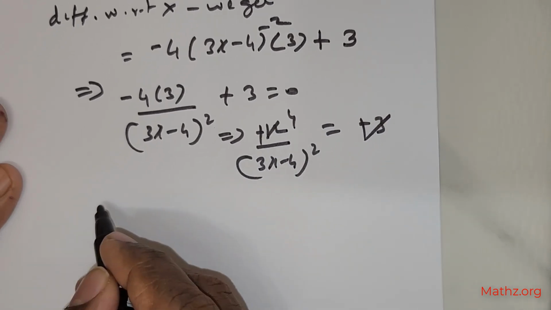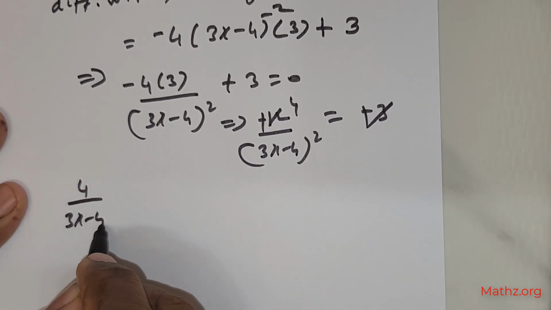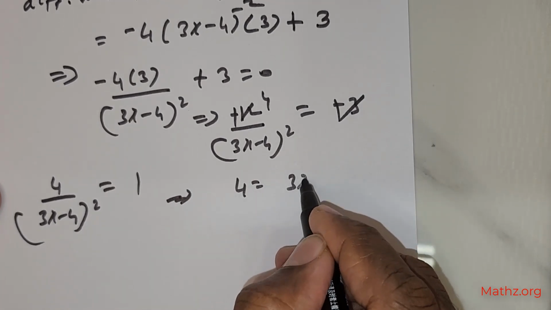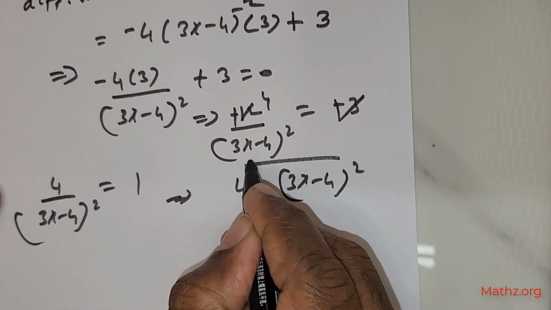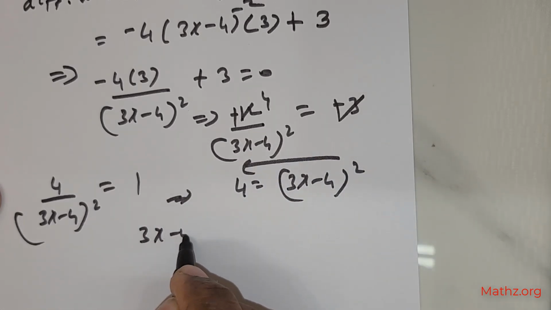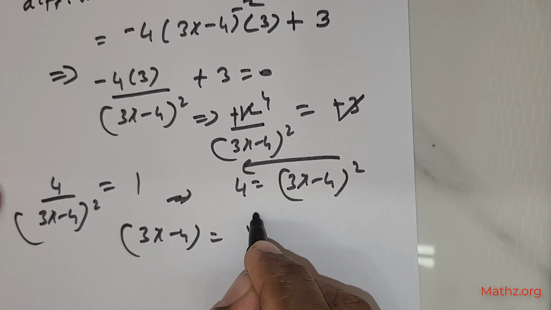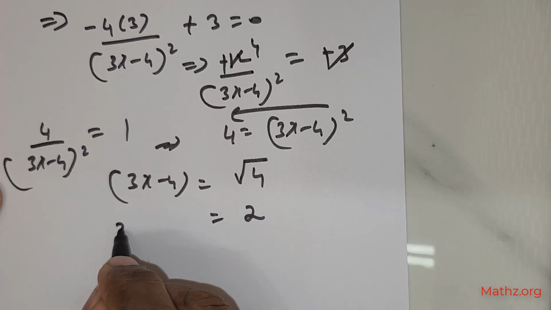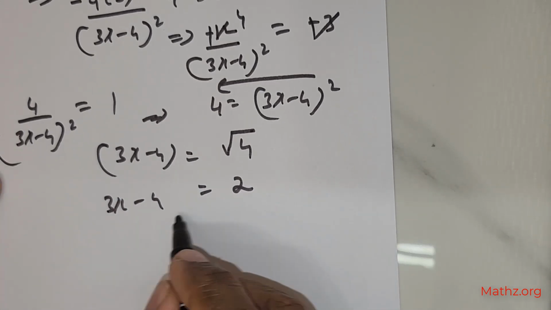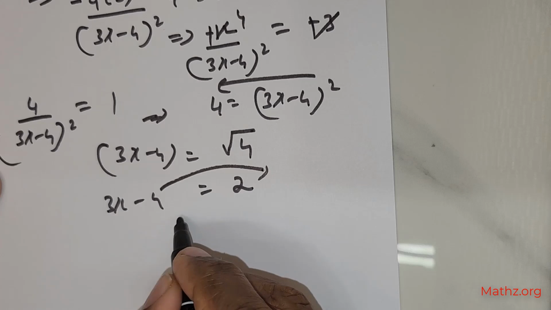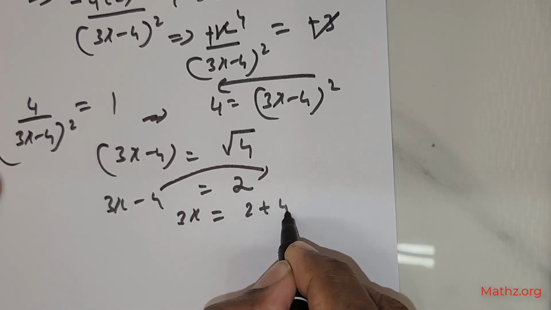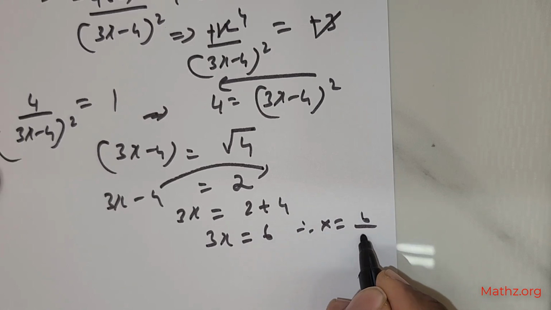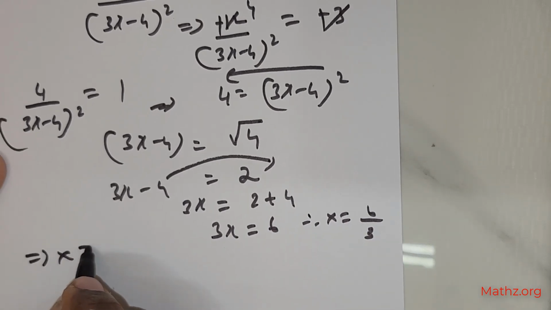And 3 divides 4 times, so you have 4 over (3x minus 4) the whole square is equal to 1. You cross multiply, you get 4 is equal to (3x minus 4) the whole square. You take the square to the other side, you get 3x minus 4 is equal to root of 4. You get two values, plus or minus 2, so I take 2 there, so 3x minus 4 is equal to 2. Move this to the other side, you get 3x is equal to 2 plus 4, so 3x is equal to 6. Therefore x is equal to 6 over 3, which means x is equal to 2.